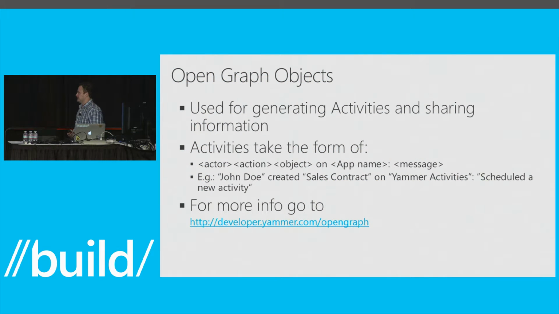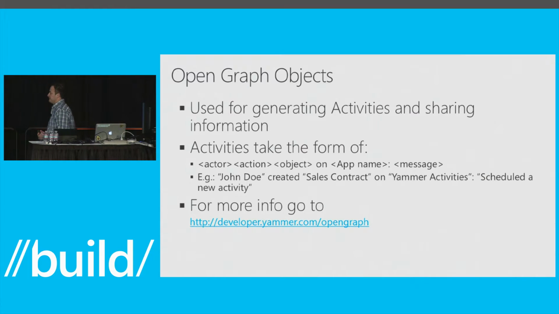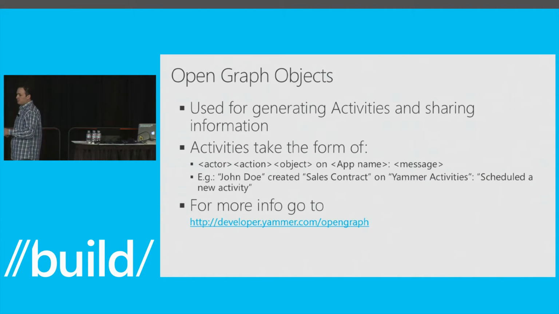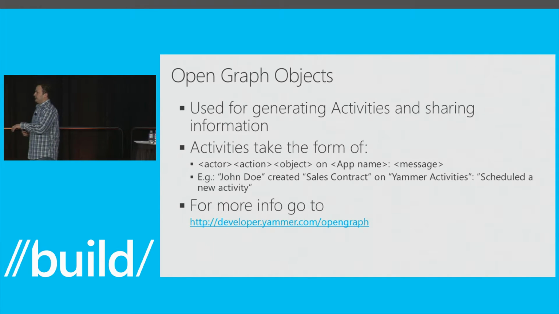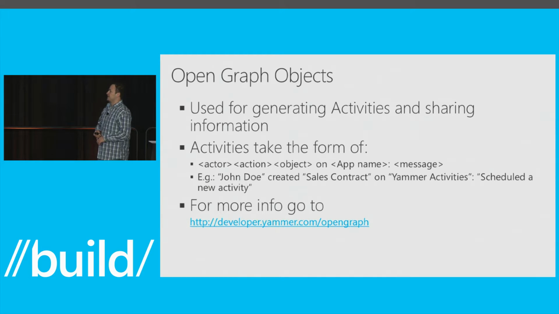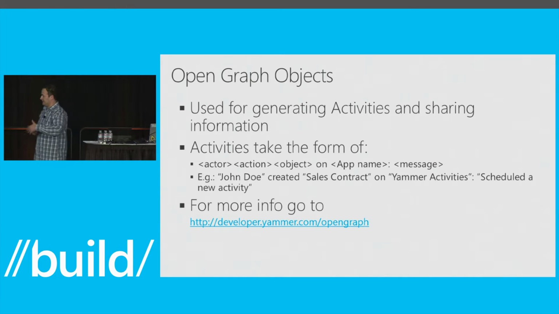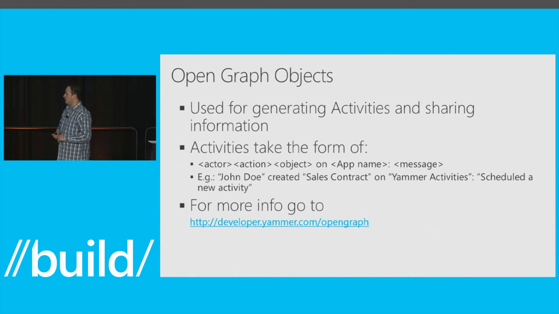So talking about activities, the activities in Yammer take this form. We have an actor, we have the action, we have the object, and then the app name and a message. So for instance, John Doe created sales contracts, and Yammer activities scale a new activity as part of the message. All of this information that I'm talking about, we have a website that you can refer to in case you have any more use cases that we may not cover today. That's developer.yammer.com/opengraph.